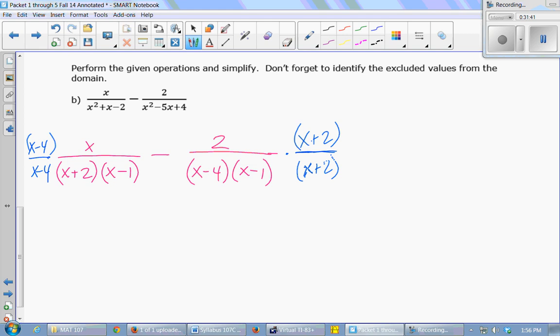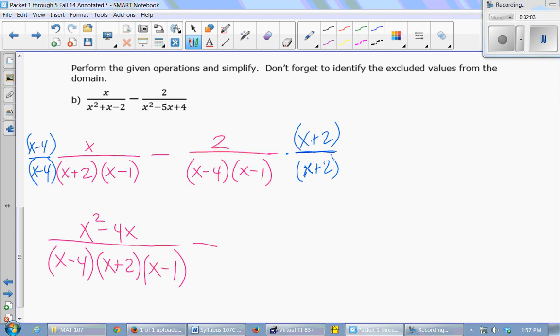So our foo-foo for the fraction on the left is x minus 4 over x minus 4. Now I have x times x minus 4, that's x squared minus 4x, over my common denominator, which I'm not going to bother multiplying out. I'm just going to leave it as x minus 4, x plus 2, x minus 1, minus 2 times x plus 2, which is 2x plus 4. And I have my common denominator, x minus 4, x plus 2, x minus 1.